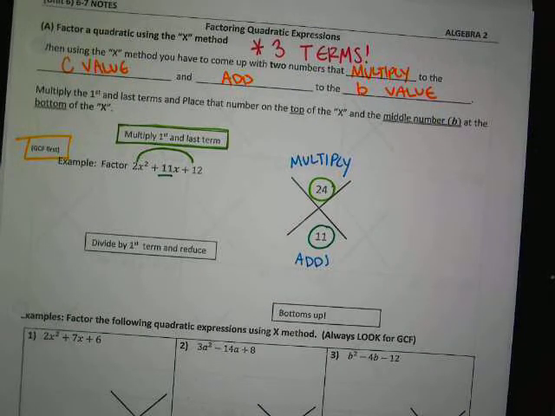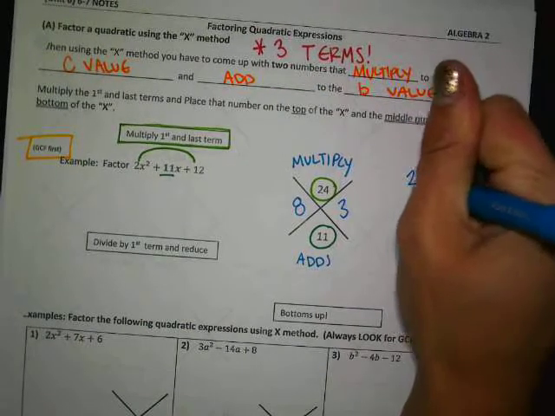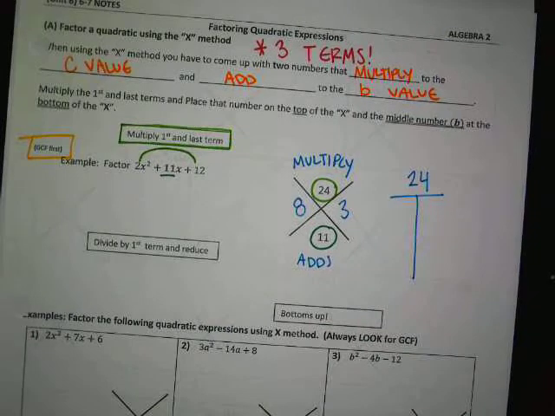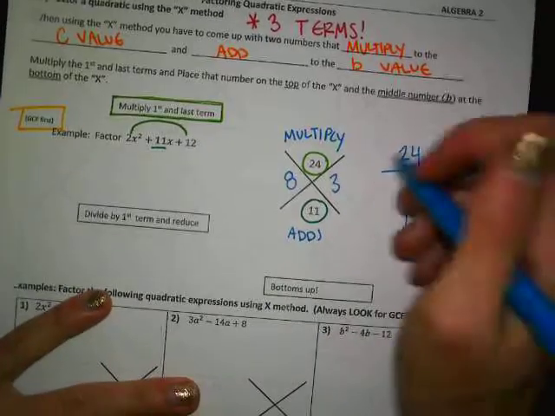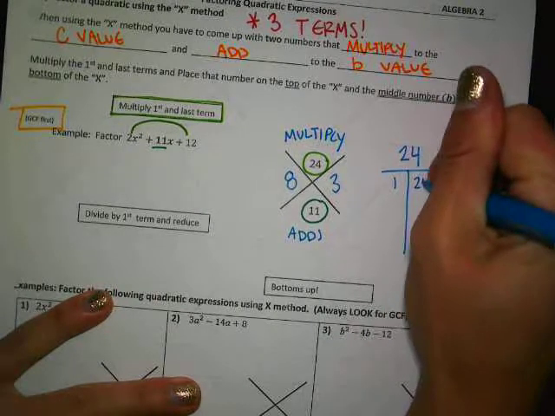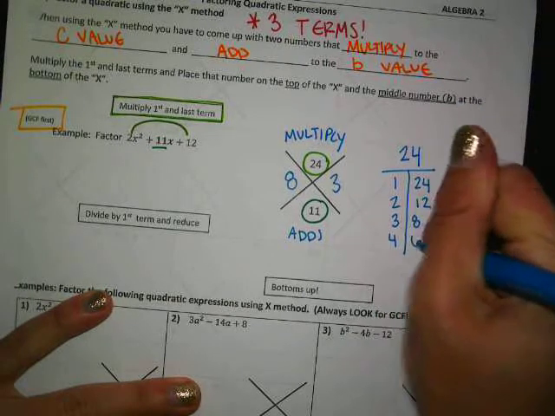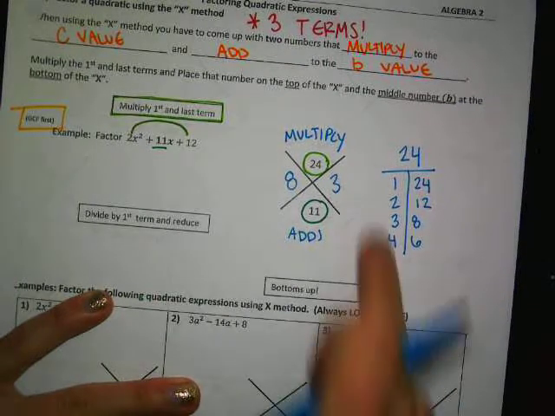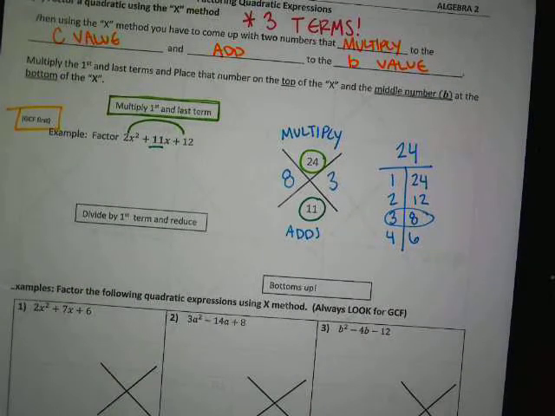8 and 3. Amazing. If you get stuck, because you probably will, you'll have a brain fart and you just can't come up with a factor, remember, you can't have calculators on this. So make a factor tree and just start listing them. Start with 1 and 24, 2 and 12, 3 and 8, 4 and 6. And look at your chart and see which one adds up to 11. So if you are stuck, make a chart and just go through all the numbers.